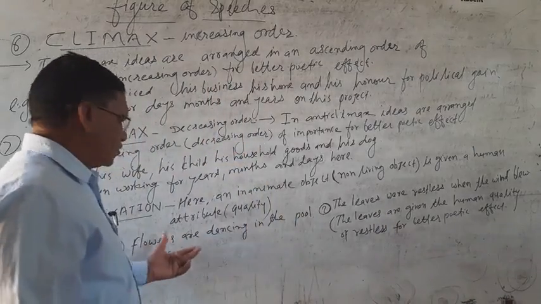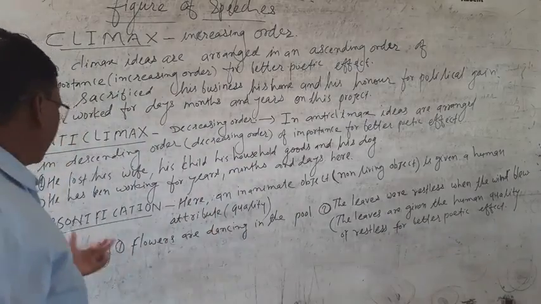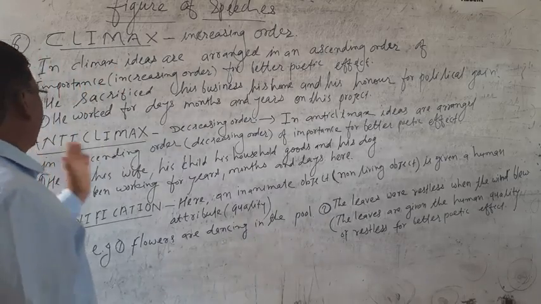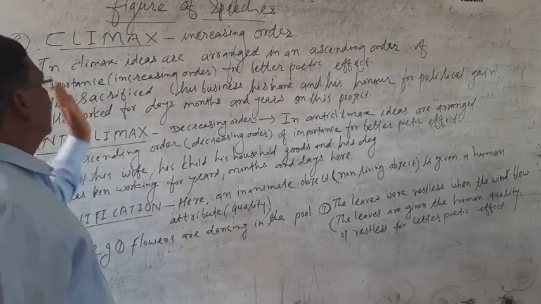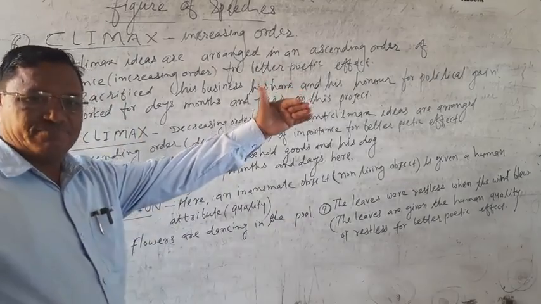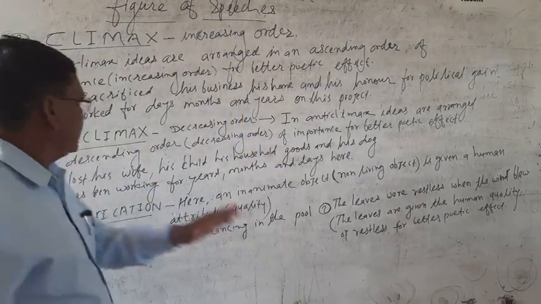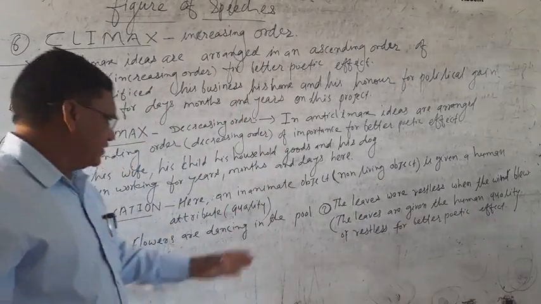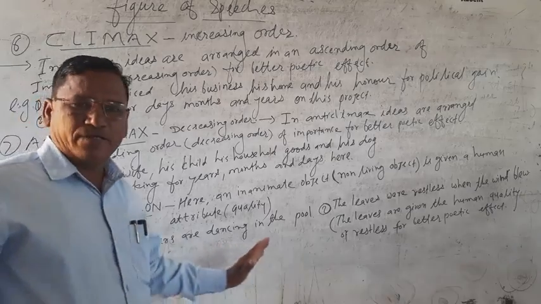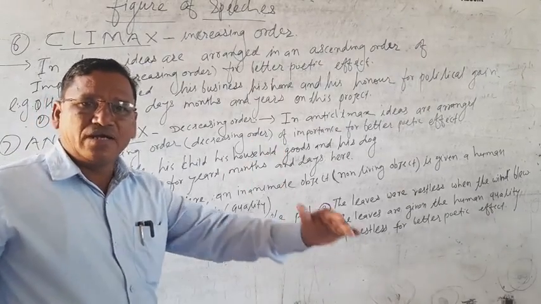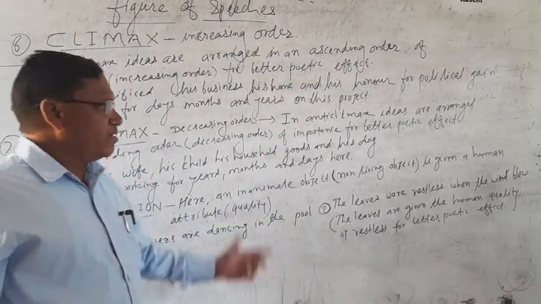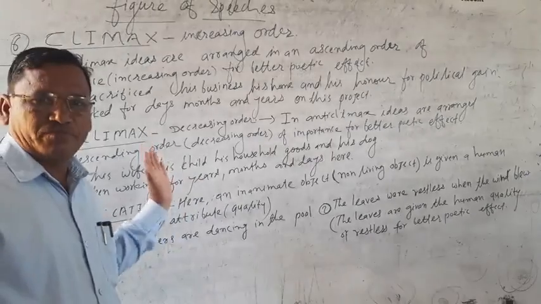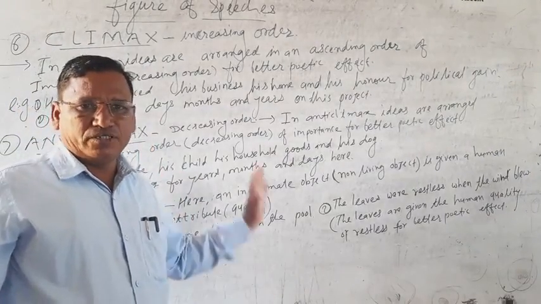It is one of the most important figures of speech, that is personification. Now we have seen today climax, anticlimax and personification. Climax: the objects are arranged in ascending order. Anticlimax: the objects are arranged in descending order. And personification means a human quality is given to a non-living thing. In this way we have seen these three figures of speech today. I hope you understand.